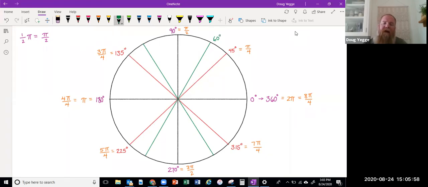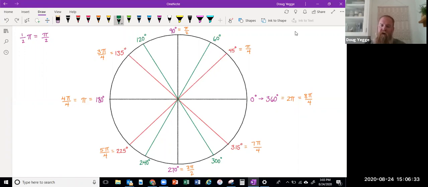Which means if I just start adding 60 degrees to move my way around, then 60 plus 60 gives me 120 degrees. And add another 60, it now takes me to 180 degrees. If I now add another 60, that takes me to 240 degrees. Add another 60 to take me to 300 degrees. And finally add another 60 in order to take us to 360 degrees.